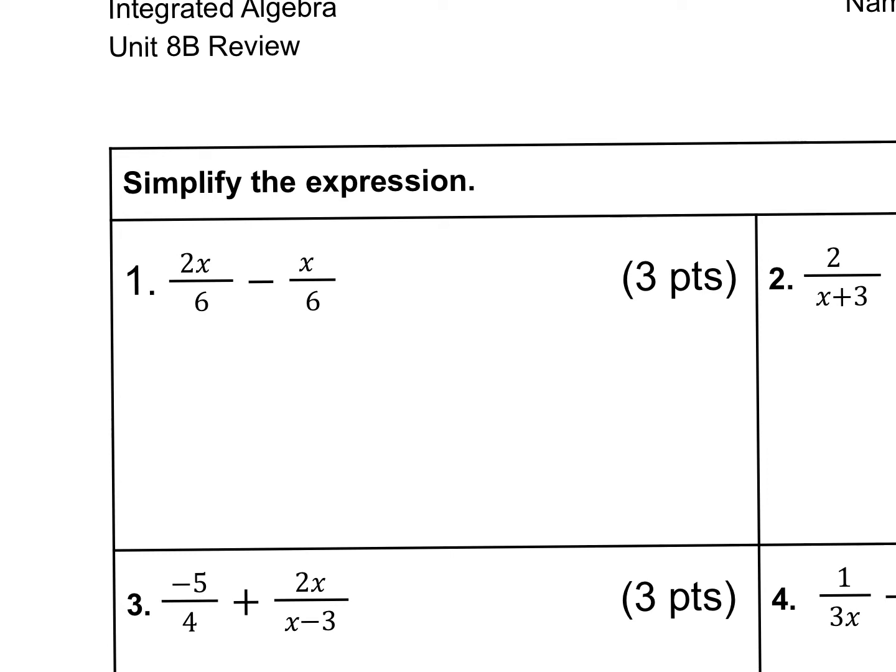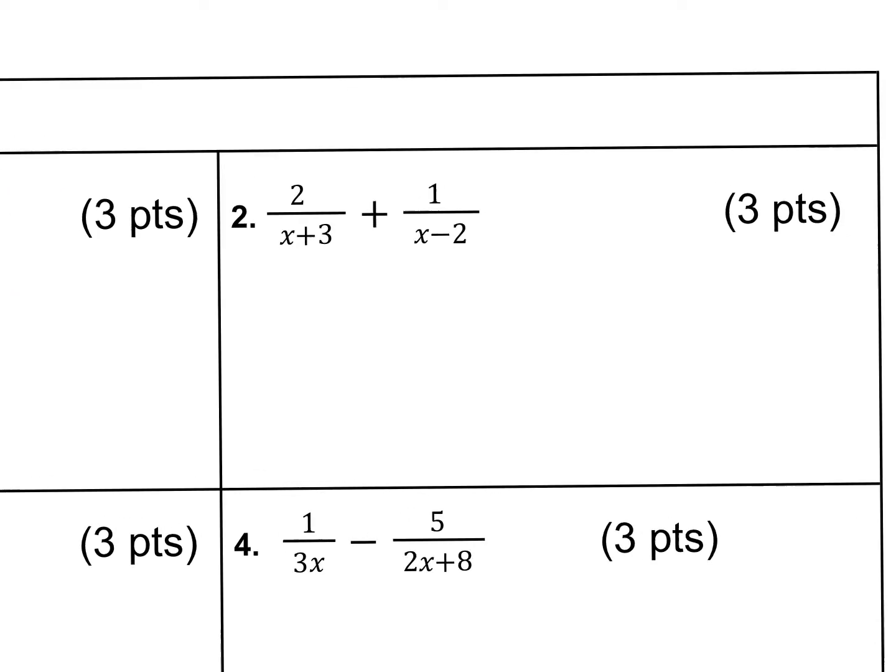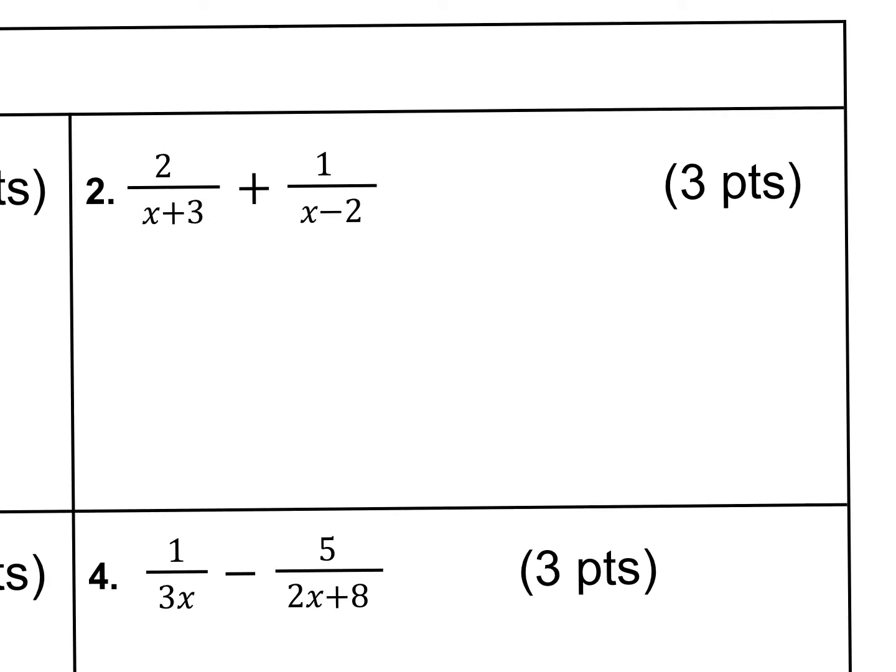So do I need to do anything? No, I just need to keep that denominator. So it's going to be 6. Am I adding or subtracting? Subtract across the top. 2x minus x. X, 1x or x. X over 6. That won't simplify, and we're good to go. Since these are just simplifying problems, we don't have to check for extraneous solutions. So we're done.